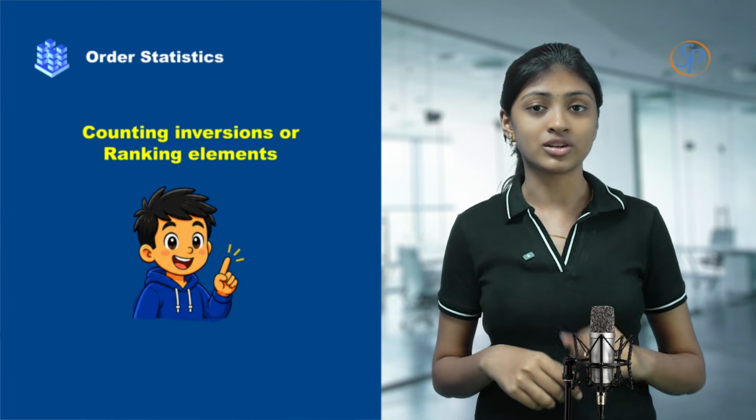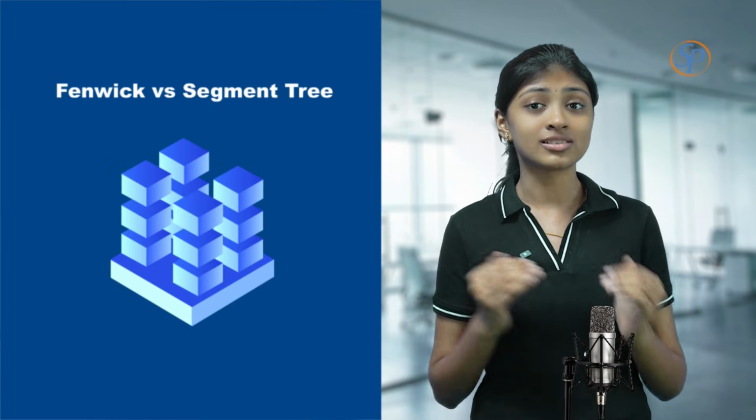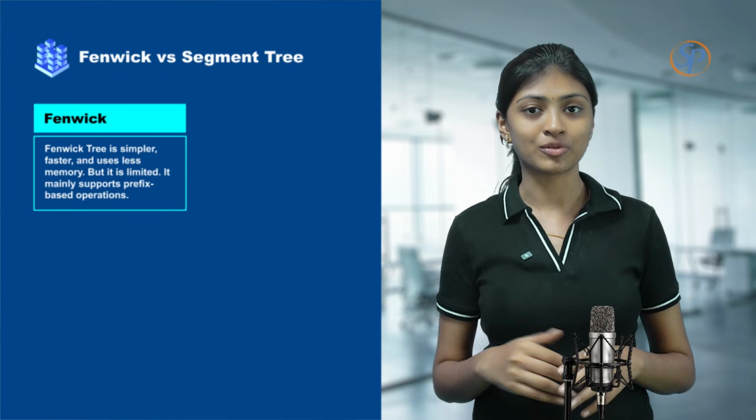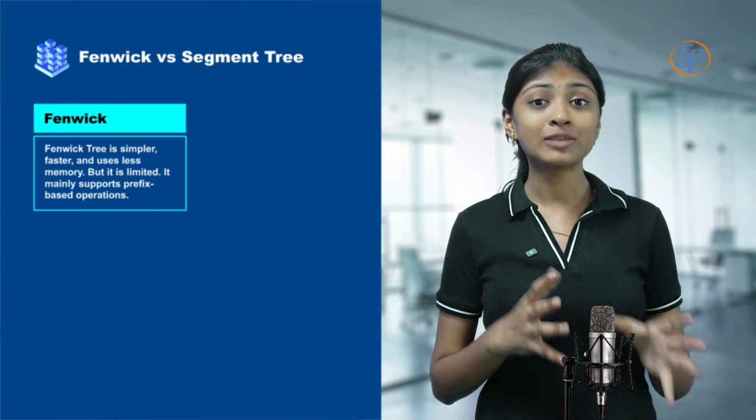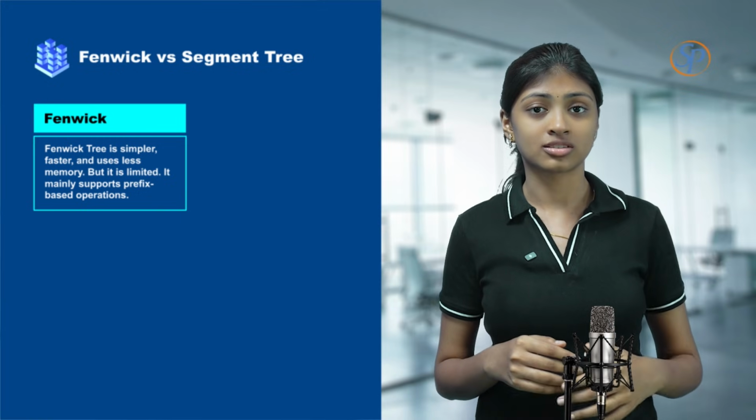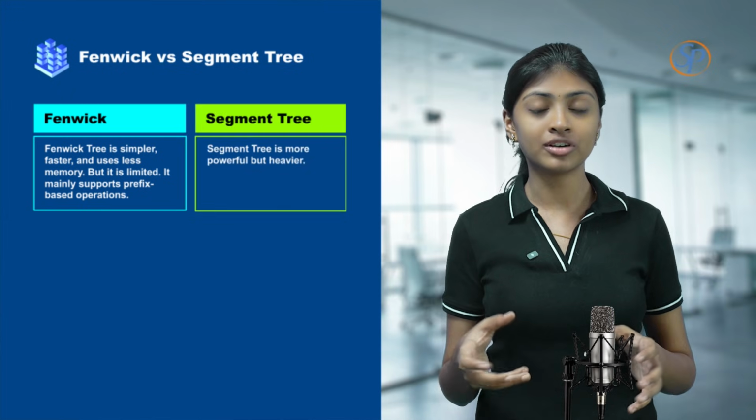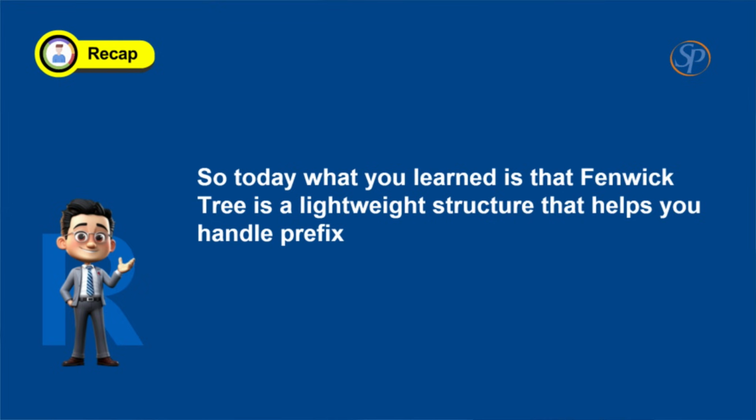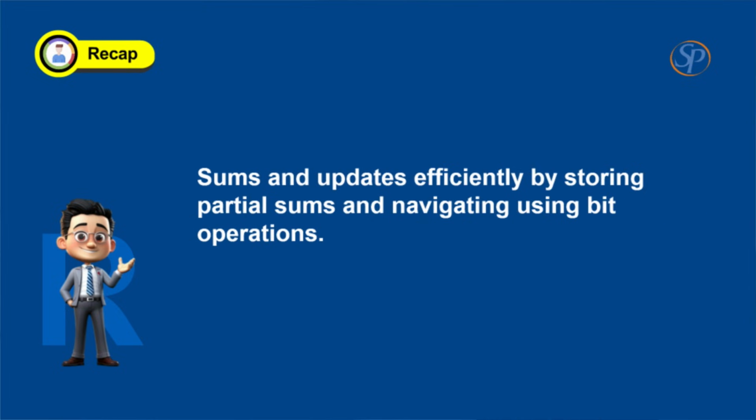Now let's compare with segment tree. Fenwick versus segment tree. Fenwick tree is simpler, faster and uses less memory. But it is limited. It mainly supports prefix-based operations. Segment tree is more powerful but heavier. So choice depends on the problem. So let's recap. So today what you learned is that Fenwick tree is the lightweight structure that helps you handle prefix sums and updates efficiently by storing partial sums and navigating using bit operations.